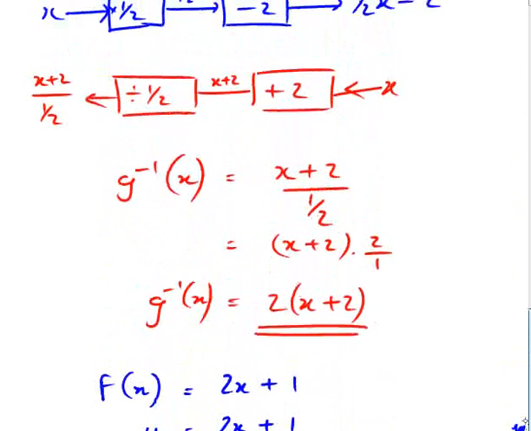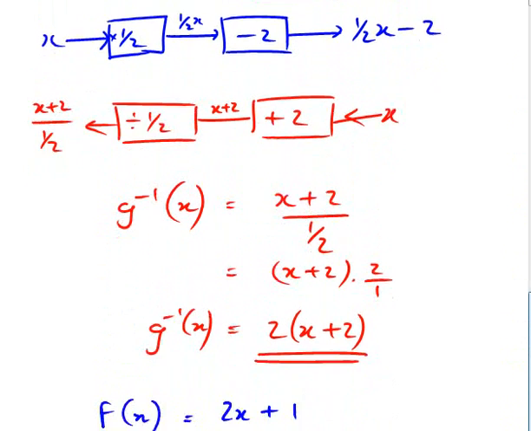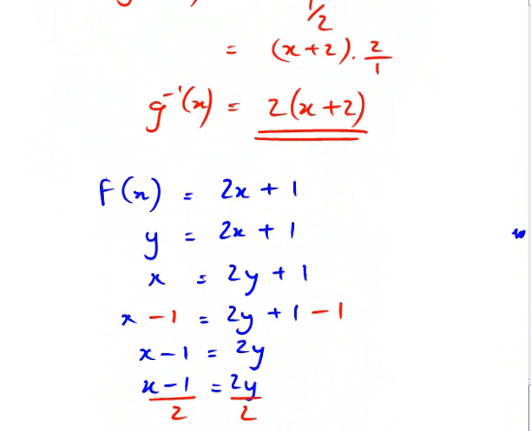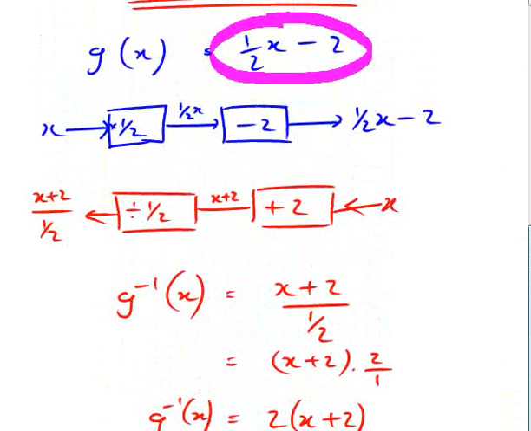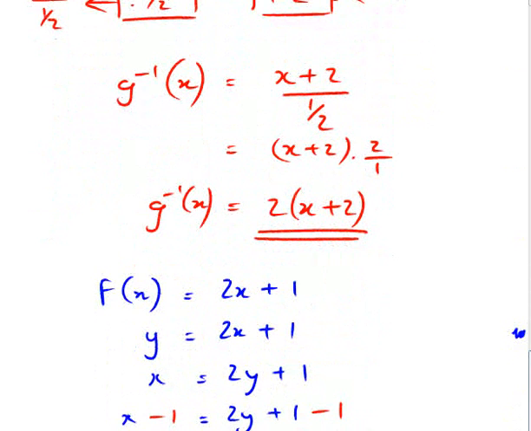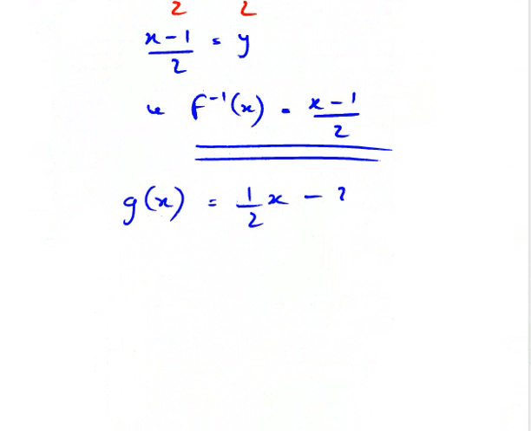Let's have a go back and have a look at the function g. If you remember, that function g was a half x minus 2. And we know what its inverse should be. Let's go and prove that it works on that method. So we have a function g of x equals a half x take away 2. We'll bring that back up: a half x take away 2, and we now need to find the inverse.